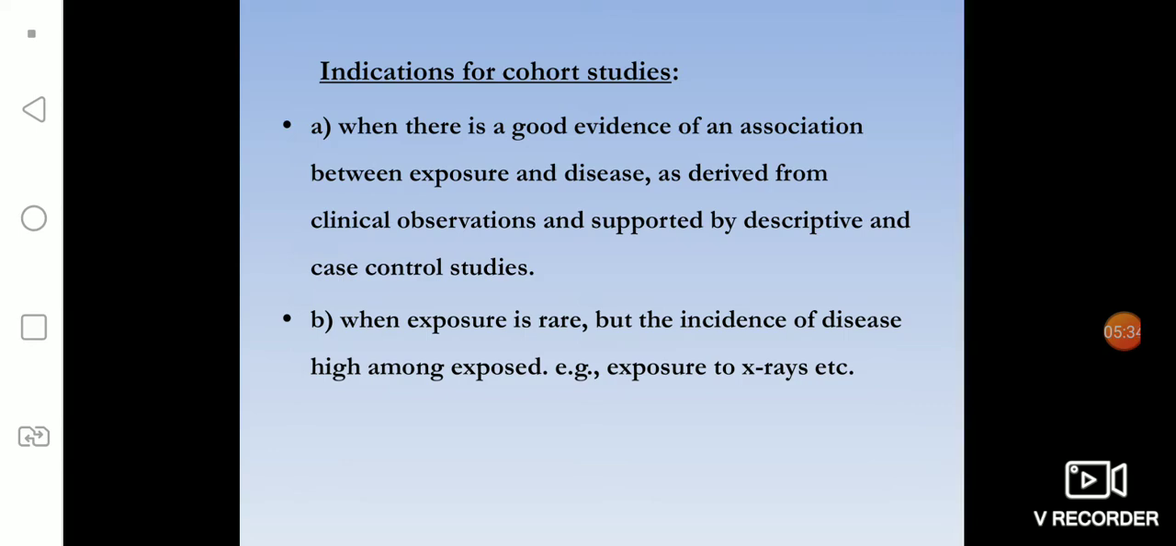The second indication is when exposure is rare but the incidence among those exposed is high. For example, exposure to radiation or X-rays. Exposure to radiation is not common in the general population, but the people who are exposed have their own medical complications. So that is called exposure is rare but incidence of disease among those exposed is high.